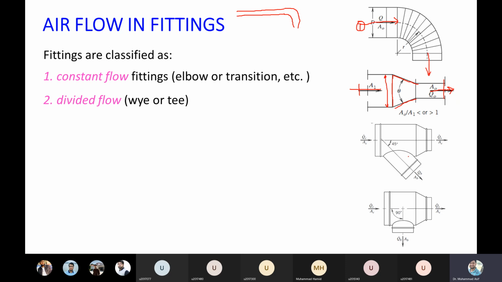This is a typical example of the Y. This is called Y. It has the shape of a Y, like this one. So this is not a constant flow fitting. This is a divided flow. The total flow is divided now. One is moving in the forward direction, another one is moving in this direction. So this is a divided flow fitting. And this is called a T because its shape resembles a T. This is called the T fitting. Similarly, this is a divided flow fitting.